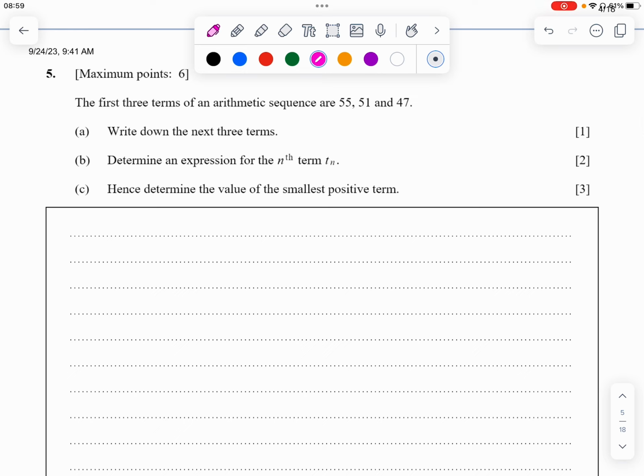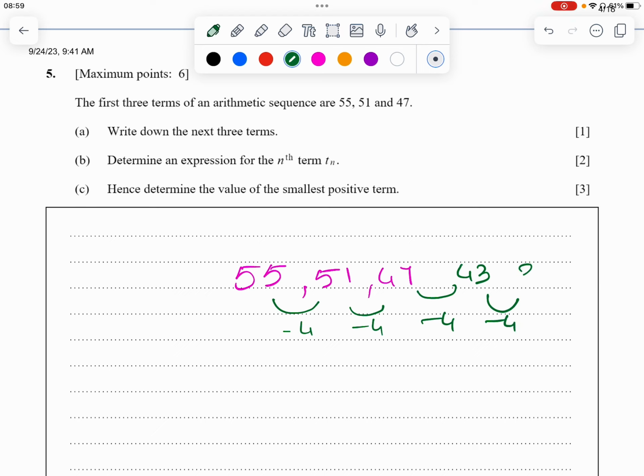Question number 5. The first three terms of the arithmetic sequence are 55, 51, 47. Write down the next three terms. So we can see it is decreasing by 4. So the next one will be 43, and the next one will be 39, and the next one will be 35.